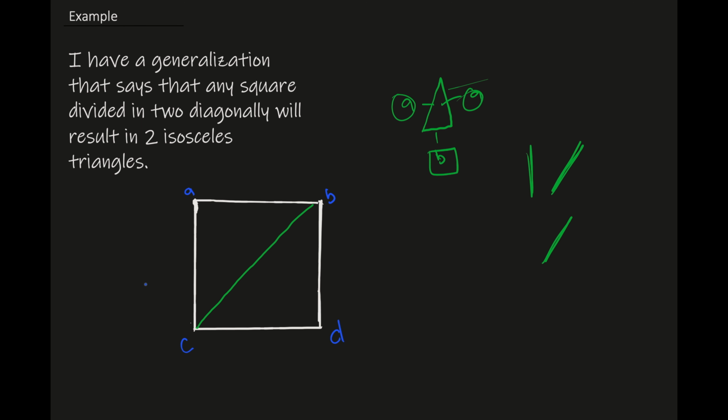Triangle ACB will be isosceles, I'm going to write iso, and triangle CBD will be isosceles. ABC is this one, right? It goes from A to B to C, so this one is ABC, and this one is CBD. That's how we're going to keep track of what we're calling.